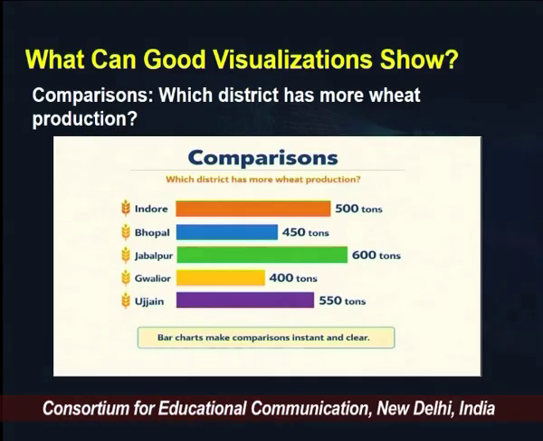Now the question arises, what can good visualization show? Let's quickly look at this graph, which shows which district has more wheat production. If you just look at this graph, it's very easy to understand that the district Jabalpur produces the most wheat. You did not have to go through a table to understand how much wheat every district produces. Your eyes were instinctively taken towards the biggest bar. So bar charts give you that comparison. It's very easy to do a comparison using visualizations.